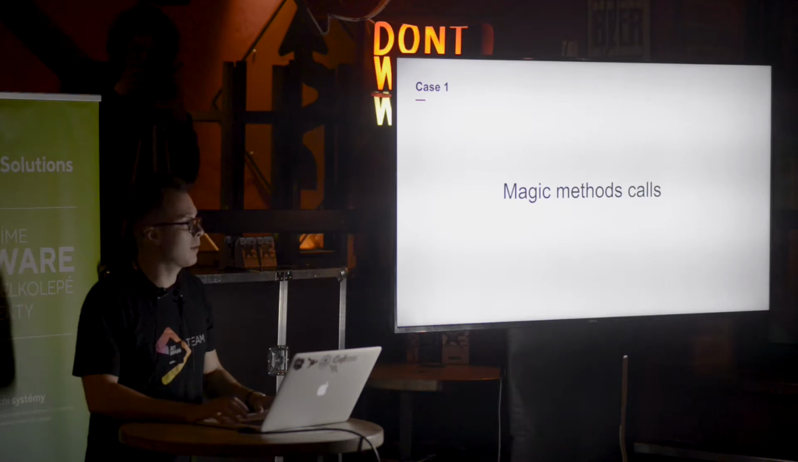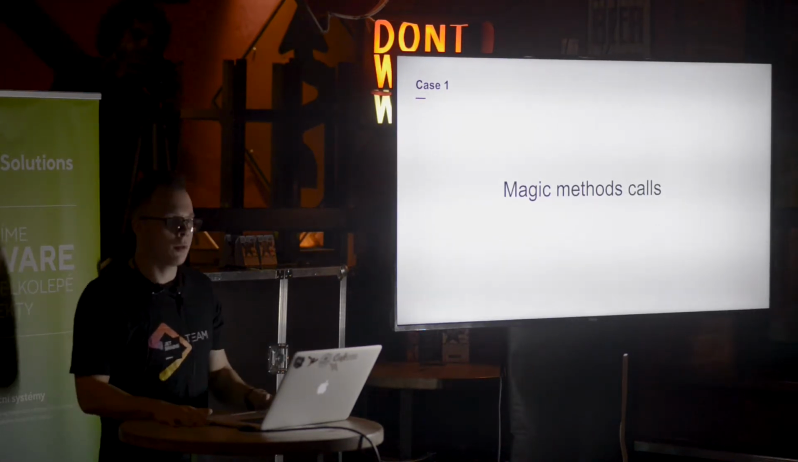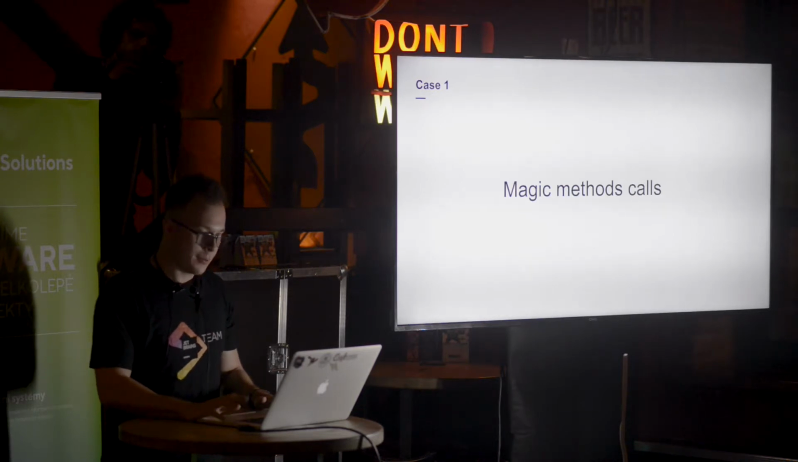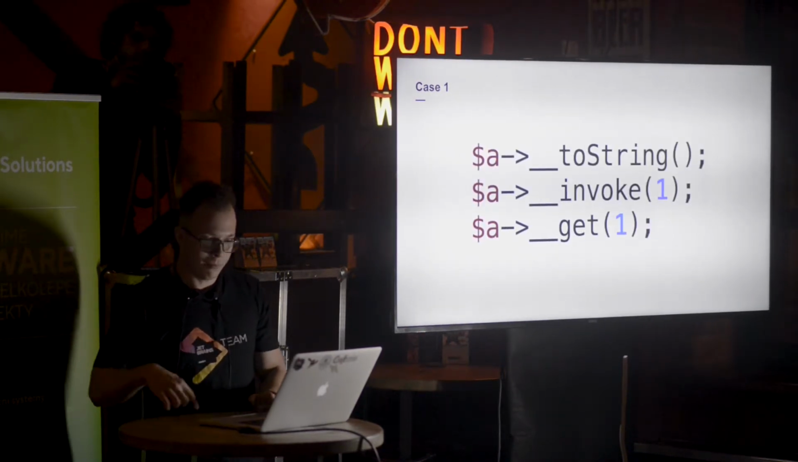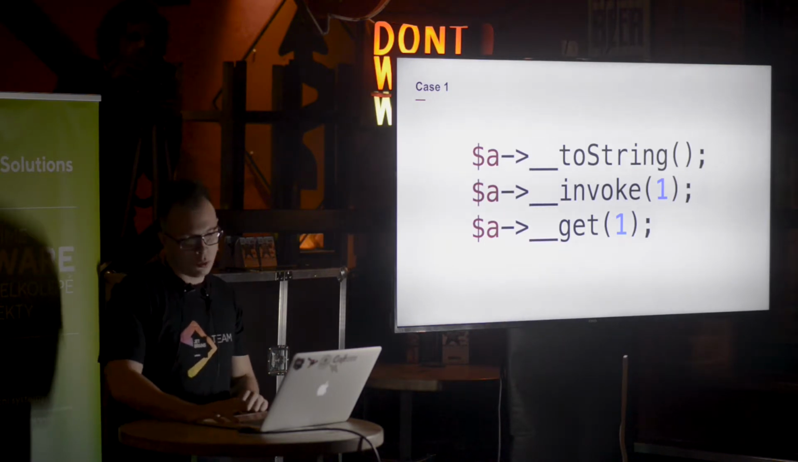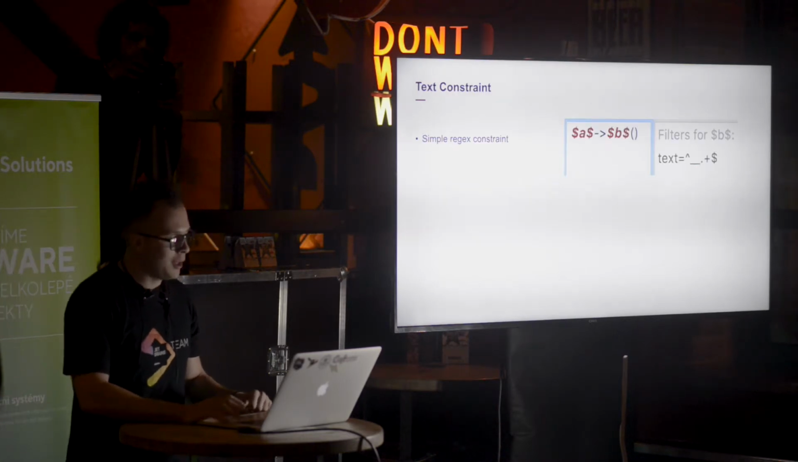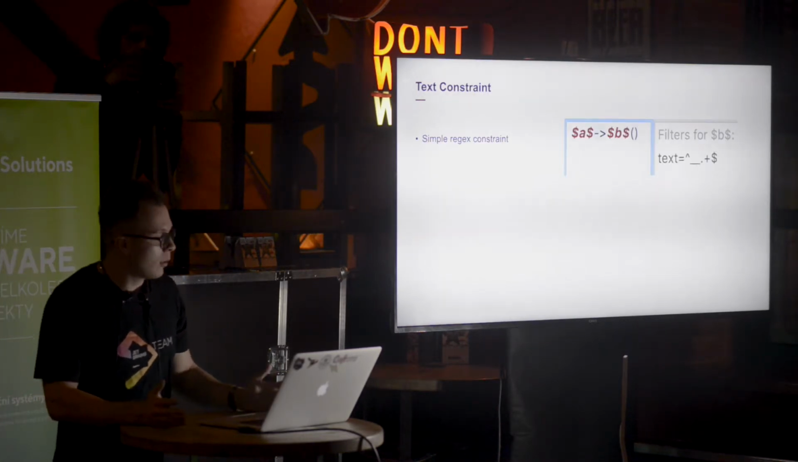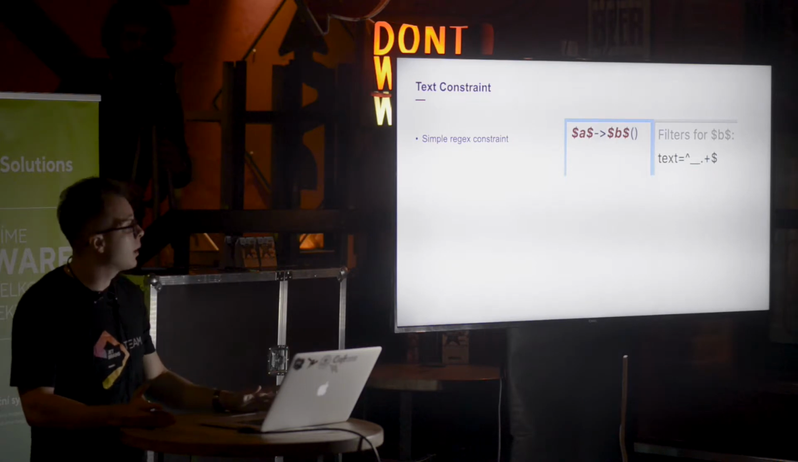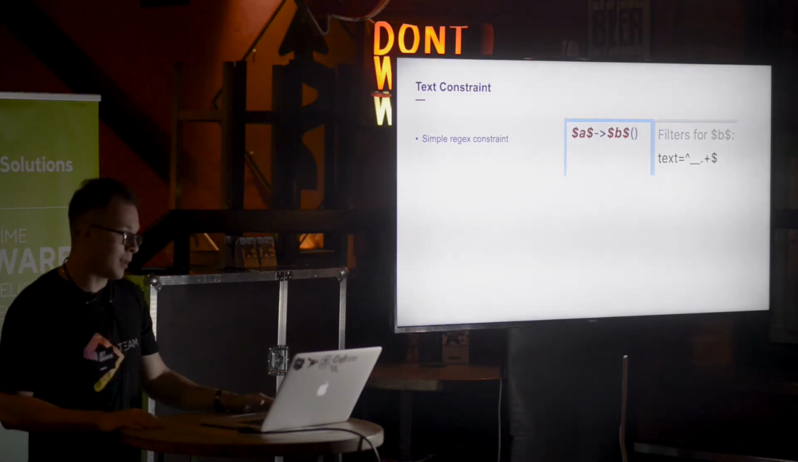So let's start with something really simple. Magic method calls. Imagine I want to find for some class all its magic method calls. Something like this. So a method that starts with 2 underscores. To solve this, we can use something called a text constraint. A text constraint is basically a simple regular expression constraint. So we already have all the power of regular expressions right away as part of some constraint.